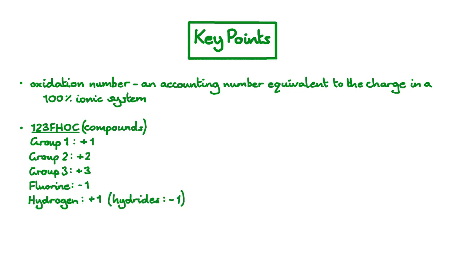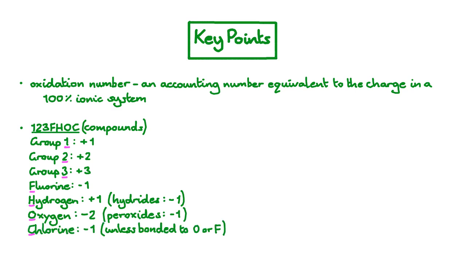Hydrogen will have an oxidation number of positive 1, except in hydrides where it will be negative 1. Oxygen will have an oxidation number of negative 2, except in peroxides where it will be negative 1. And chlorine will have an oxidation state of negative 1 unless it's bonded to fluorine or oxygen. And elements in their pure forms will have oxidation states of 0.